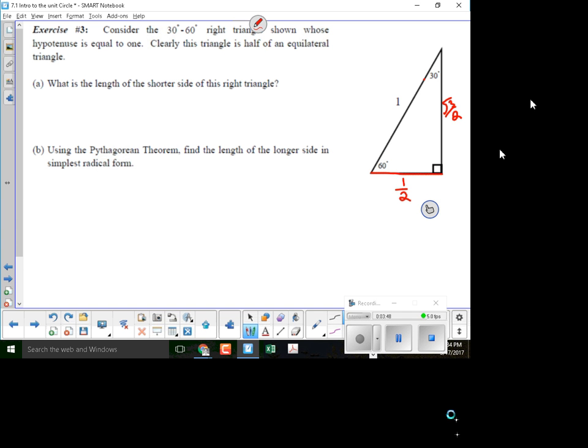So those are what I call the special right triangles, because we're using them on the unit circle. Not only are they 30, 60, 90, and 45, 45, 90, but they have something else special about them. They both have hypotenuses of 1. Okay?